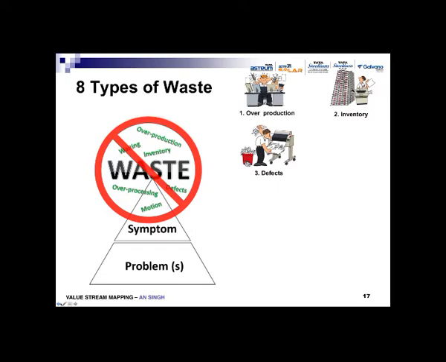Then defects. As all of you know, any defective item either has to be reworked to make it right, or if it cannot be reworked, then it has to be scrapped. In both cases, you have to spend money, and that is deducted from our profit margins. The fourth one is the waiting waste.